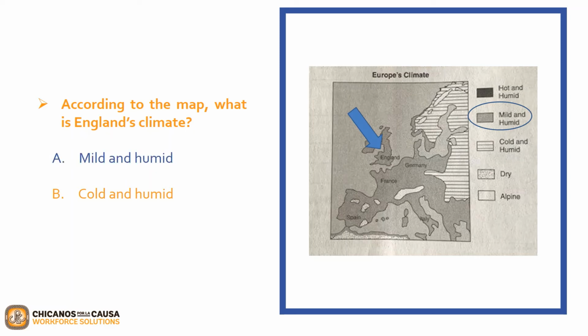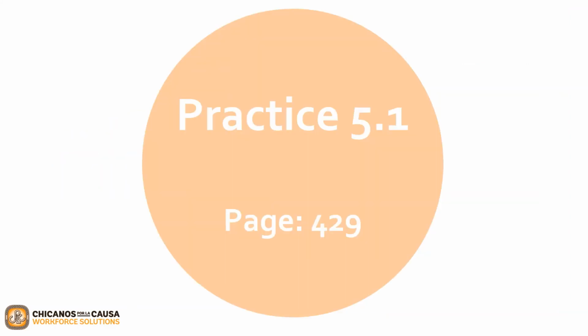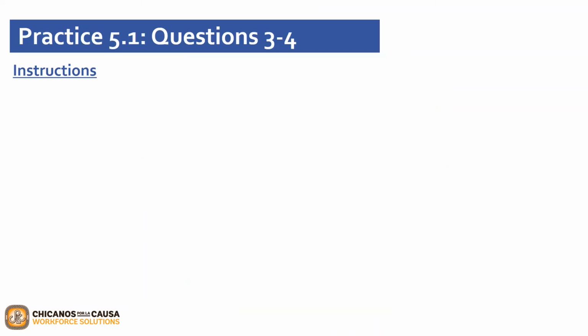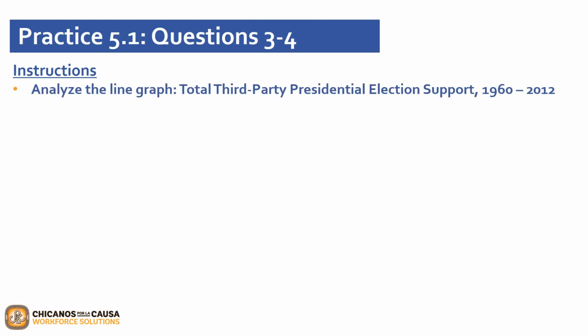Let's put our skills to use. Let's look at practice 5.1. Practice 5.1 can be found on page 429. At this time, analyze the line graph, total third-party presidential election support, 1960 through 2012, on practice 5.1, and answer questions 3 and 4. When you're ready to restart, click play.